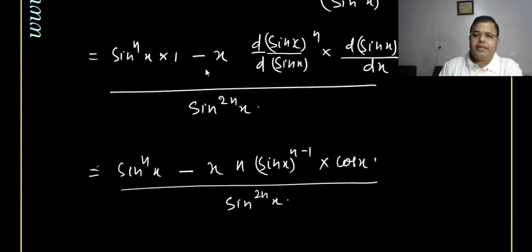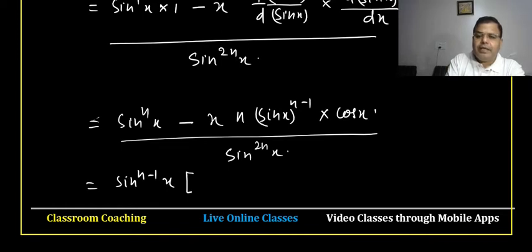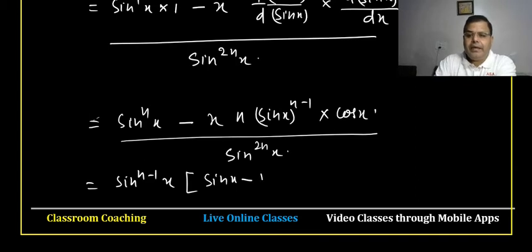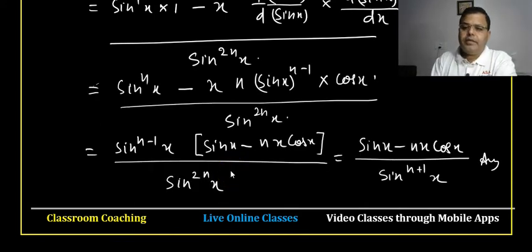So this is nothing else, we can write the answer in a simplified way: sin to the power n x minus n x cos x. Or sin to the power n minus 1 can be taken common, right? We can take common sin to the power n minus 1. So that will be written like sin to the power n minus 1 into x, there is sin x minus, what is left? n cos x, divided by sin to the power 2nx. So if I take this common, sin to the power n minus 1 x, this cancels out, here n plus 1 x will be left, and sin x minus n cos x will be left. So that will be the answer.